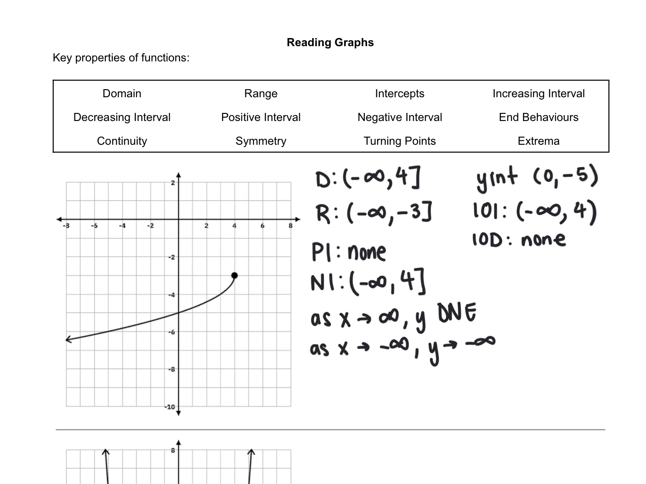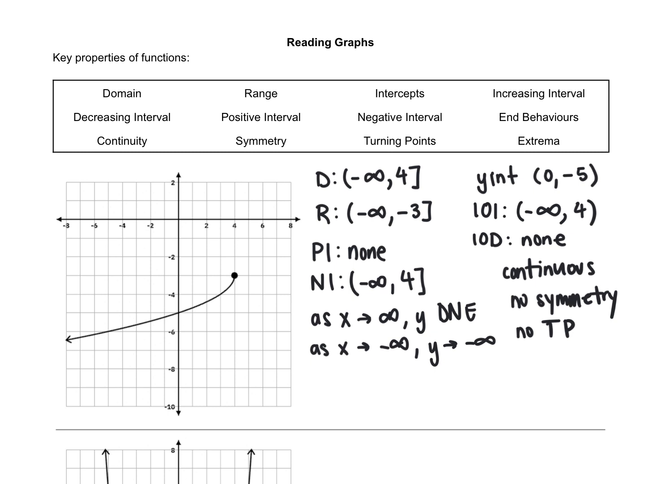Next, for our continuity, this function is continuous. There are no holes, there are no asymptotes or breaks in this function. Symmetry, there is no symmetry here. There is no line that this function can be reflected on to get the other half. There is no point that we can rotate along to get the other half, so there is no symmetry here. Turning points, there is no change in direction, so there are no turning points.